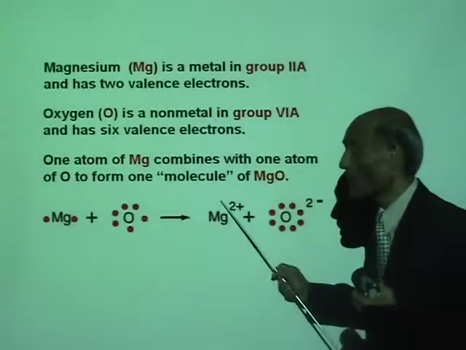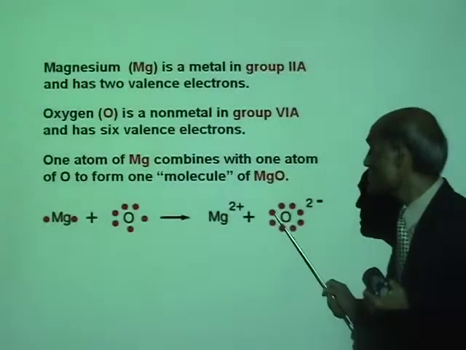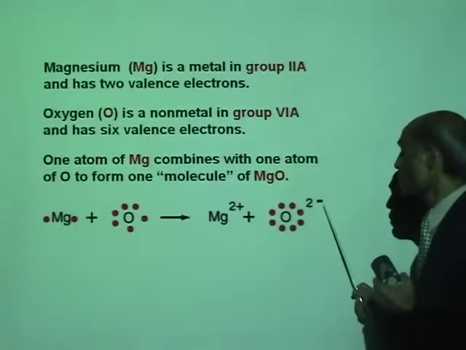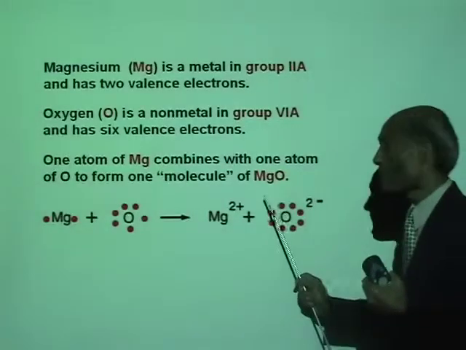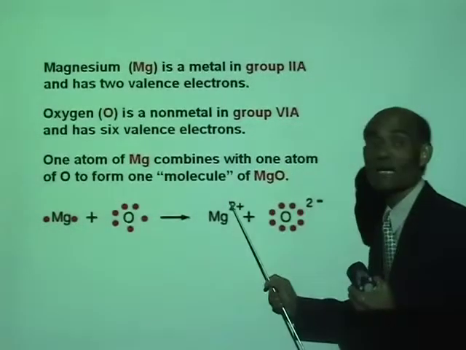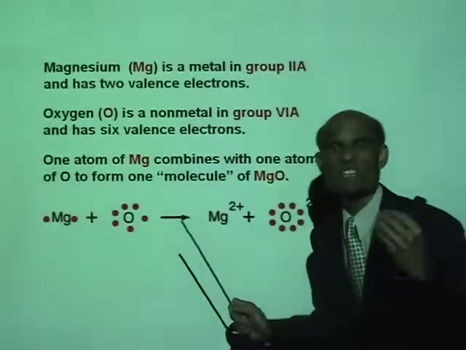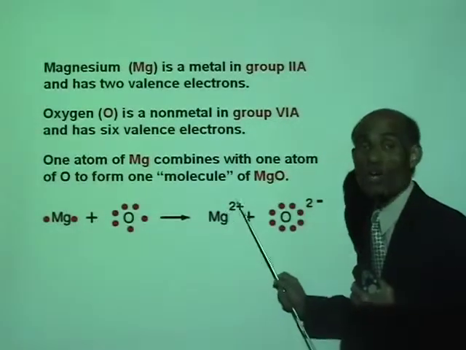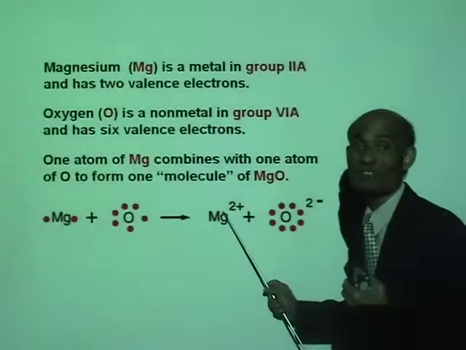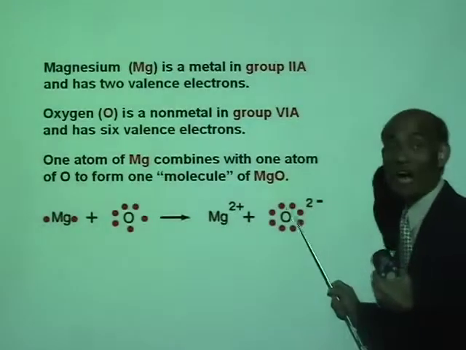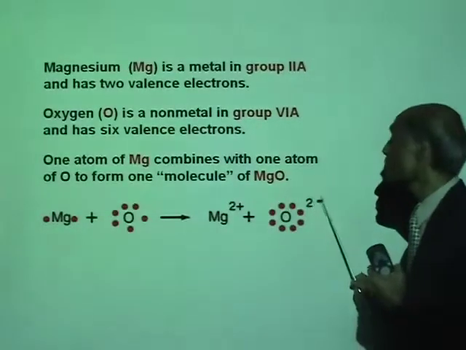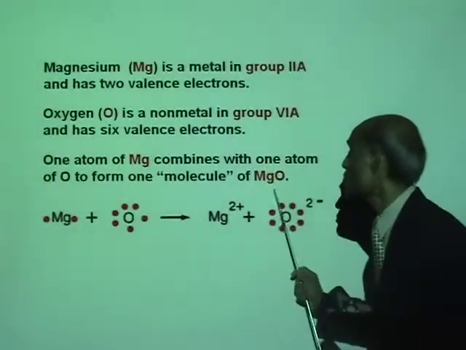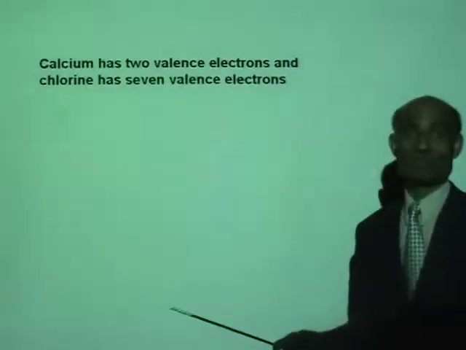So this is the magnesium ion, and oxygen has gained 2 electrons. Now it has 8 electrons, and so the charge on that is 2 negative. So what do these numbers represent here? These numbers represent the net charge on an ion. Magnesium ion has a charge of 2 positive. Oxygen ion has a charge of 2 negative, and they will stay together as the magnesium oxide compound.